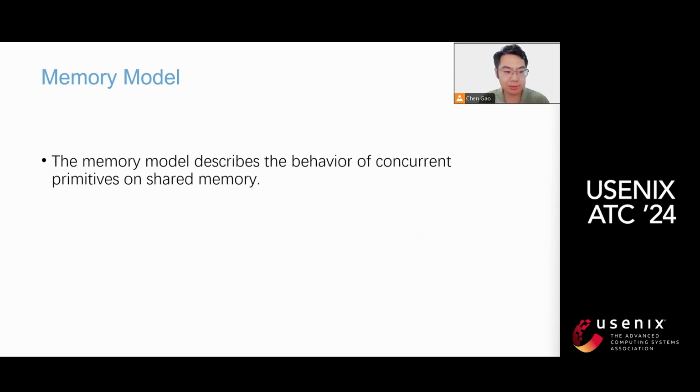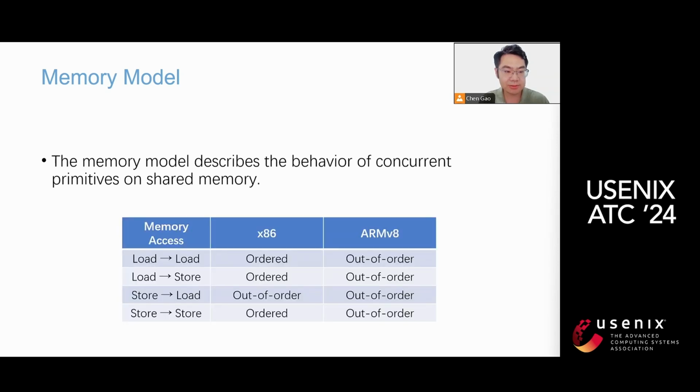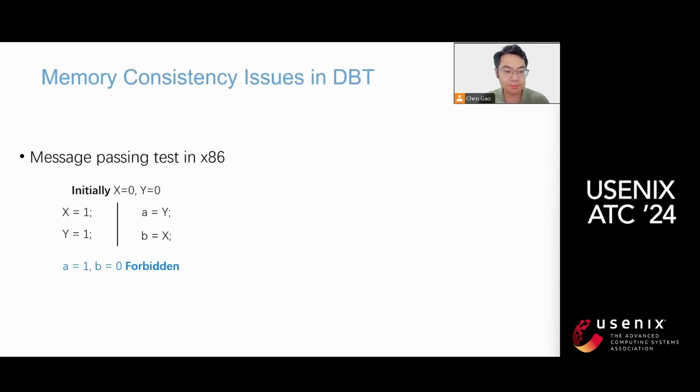The memory model describes the behavior of concurrent primitives on shared memory. Due to different design choices, ISAs have different memory models, resulting in variations in concurrent primitives and their behaviors. For example, for load and store instructions in x86, only the store-load pair can be out of order, whereas in ARM, all four instruction pairs can be out of order.